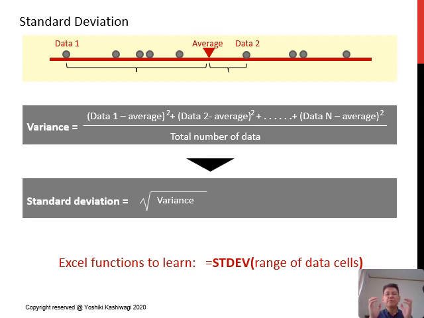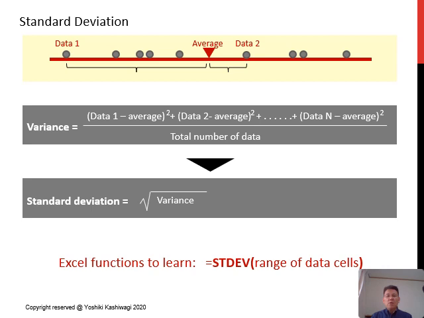So if you have 100 data in the data set, you take the distance of each data from the average and square it, and you add them up a hundred times. And then once you get the total, you divide that total by 100. That's variance. Here you are adding up all the squared distances, hundreds of distances of each data, and then dividing by the total number of data, which is 100 in this case. And then standard deviation is the root of variance.